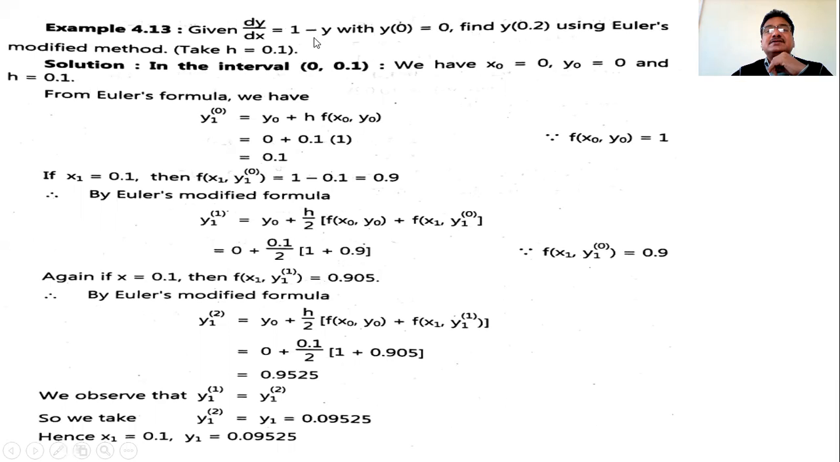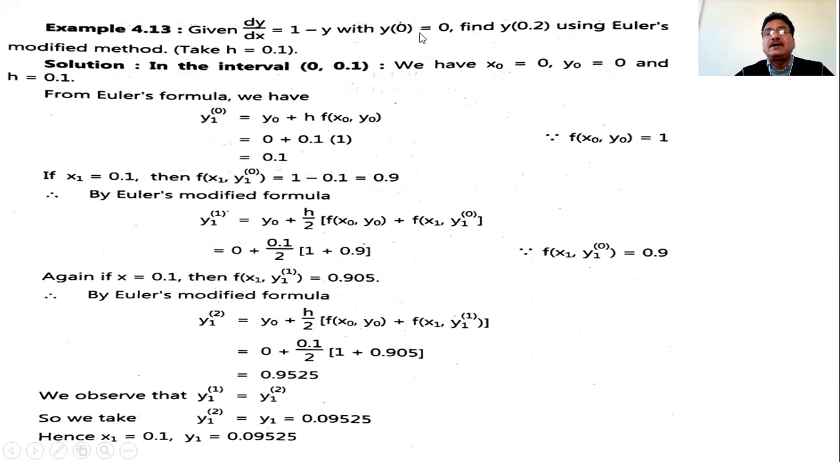So dy by dx is 1 minus y, and y0 is 0. That is x0 is 0, y0 is 0, and find y at 0.2 using Euler's modified method. Take h as 0.1. That is, the value at 0 is given, and we have to find the value at 0.1 by dividing the interval in two parts actually, because h is 0.1 means find the value at 0.1 first, then find the value at 0.2. That is, divide the interval 0 to 0.2 in two parts. Okay, that is, take h as 0.1, and then x naught is 0, y naught is 0.